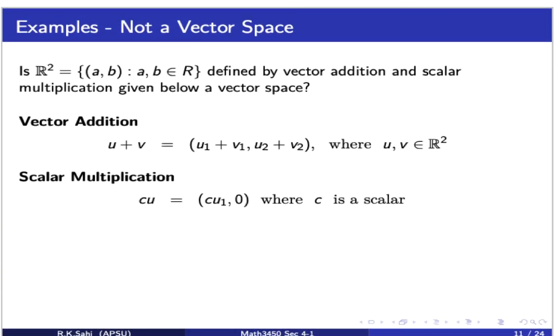It's very easy to do. What is not a vector space? So here's one of the examples. So the question is, is R squared a vector space?